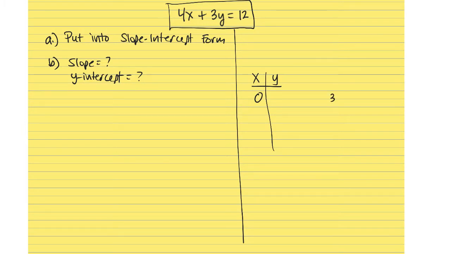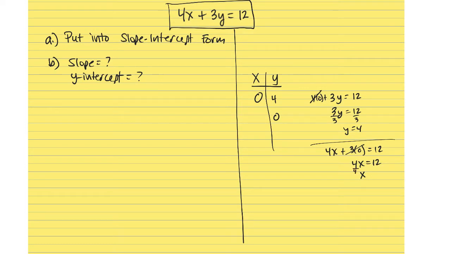That would give me 4 times 0 plus 3 times y equals 12. 4 times 0 is just 0, so 3y equals 12. Dividing by 3, we'd get y equals 4. Another easy one might be if y is 0, so then that would give me 4 times x plus 3 times 0 equals 12. This is just 0, so it would be 4x equals 12. Dividing both sides by 4, I would get x equals 3.